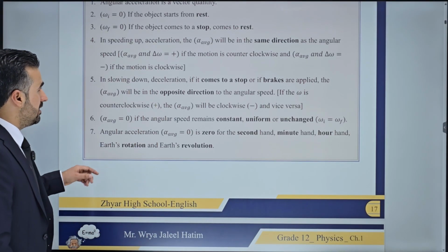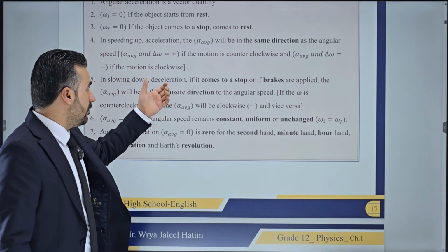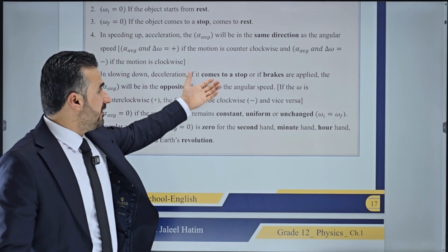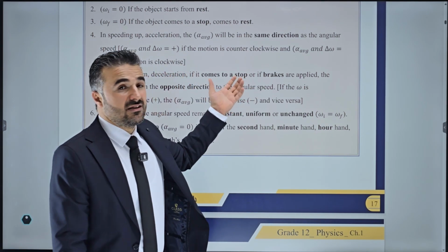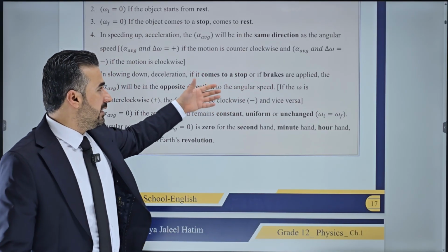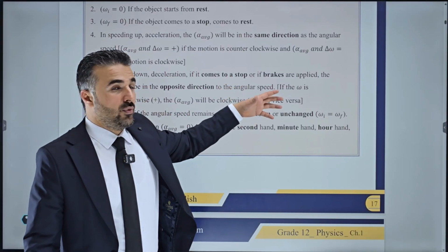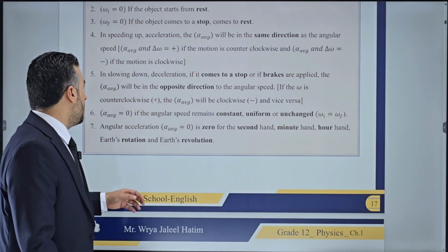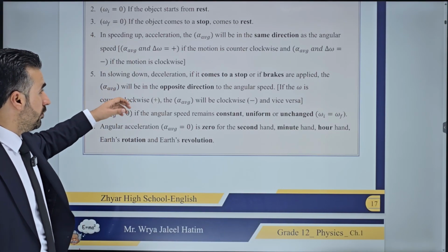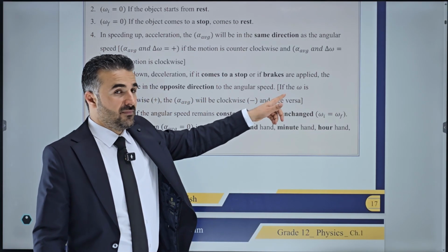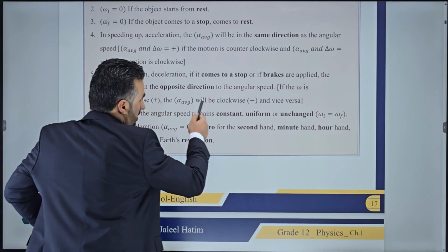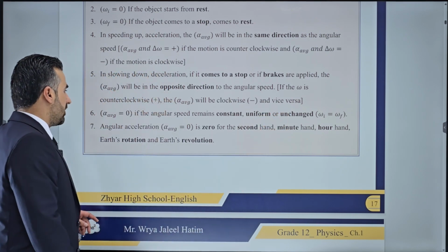Okay, the next thing is this. When an object is slowing down, or deceleration, don't be surprised if you see this word, that is grade 11. Watch for words like: if it comes to a stop, or when brakes are applied. When you see these words, that means it is going to slow down. Then the angular acceleration will be in the opposite direction to the angular speed. So if the angular speed is counterclockwise or positive, the acceleration will be negative, and vice versa.